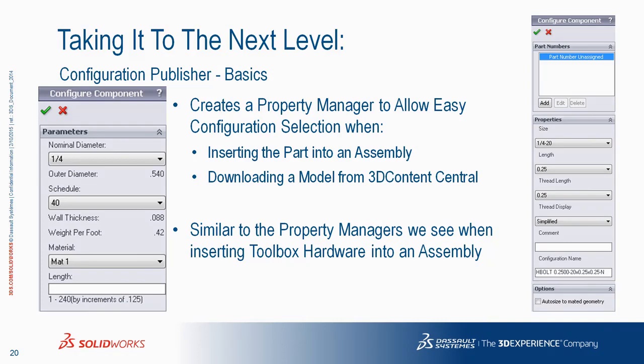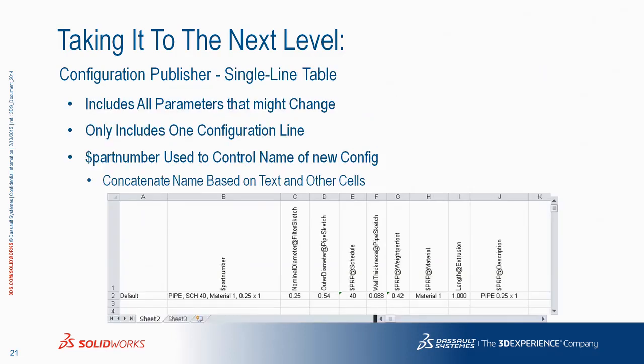I know there are a few other presentations out there this week that go into a deeper dive of the config publisher. But what this does is it creates a property manager to allow easy configuration selection. And what this means is when users are inserting parts into an assembly, downloading a model from 3D Content Central, we end up with a similar property manager that we see when we're inserting toolbox hardware into an assembly. So how do we go about building all of this?